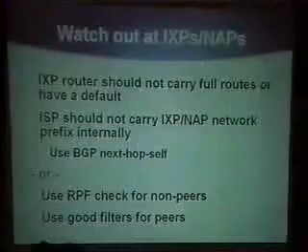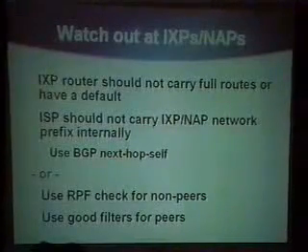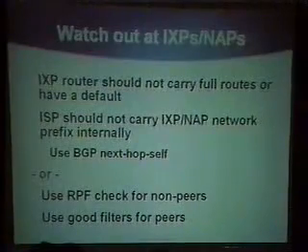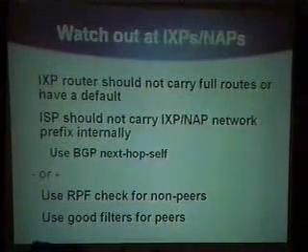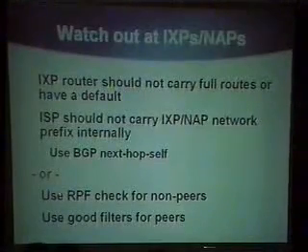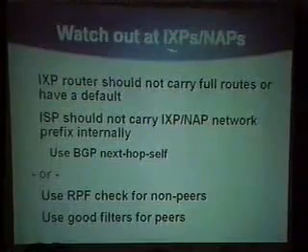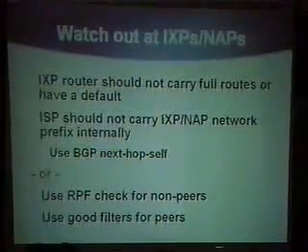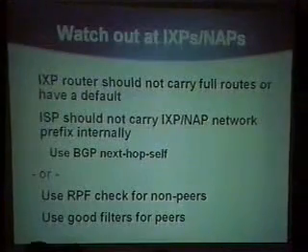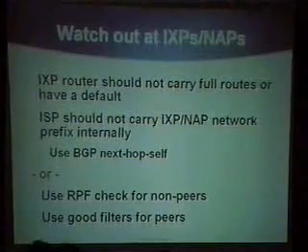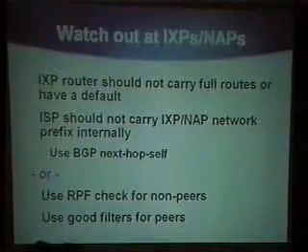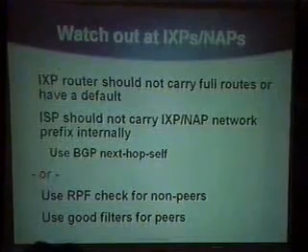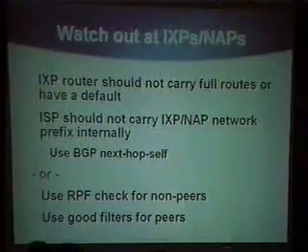The way to guard against it: your exchange point router should not carry the full routes or have a default on it. Only carry your domestic network routes in there. The ISP should not carry the exchange point NAP network prefix internally. Use next hop self, very important. Another way to do it, you can use RPF check for non-peers. So you could carry full routes if you want to, but use an RPF check. Or use good filters for the peers. And then use something, well, NetFlow, packet sniffer, whatever, to actually try and spot anything that shouldn't be coming in. But it's easier simply not carrying the full routing table and using next hop self.